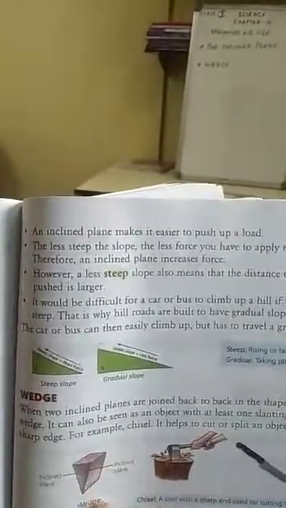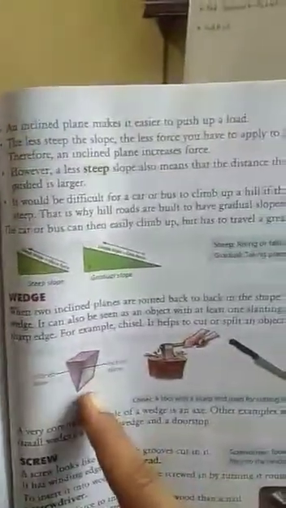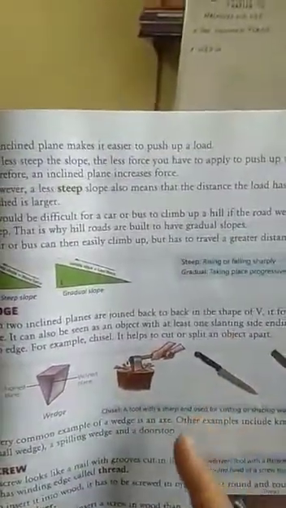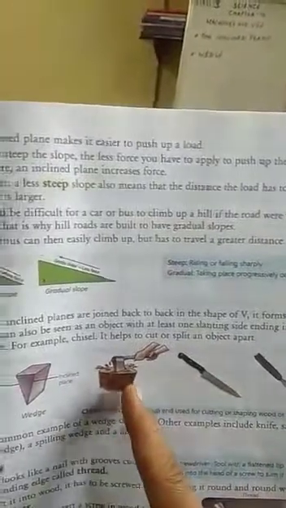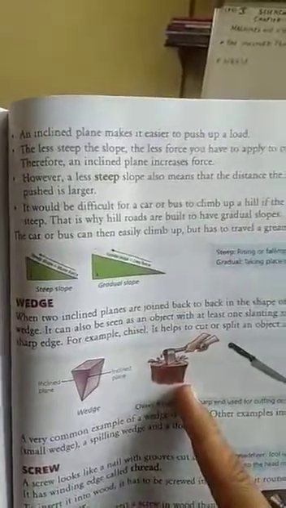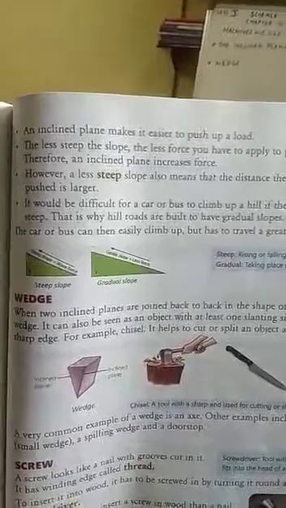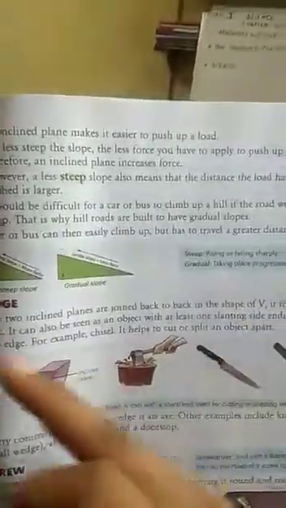Okay, now wedge is basically two inclined planes joined together back to back in the shape of V. Can you see this image? Yes, this is basically wedge. The best example of wedge is a chisel or a knife, okay, or an axe. These are all examples of this wedge. Okay, now it can also be seen that an object with at least one slanting side ending in a sharp edge, okay, like chisel, helps to cut or split an object apart.